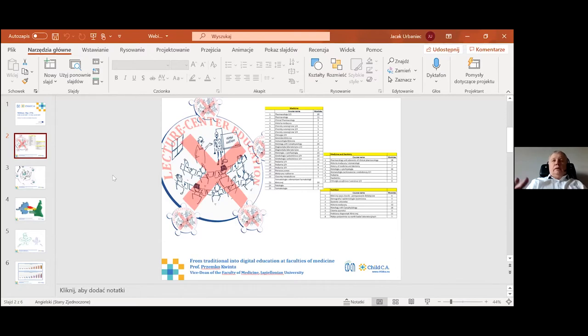For example, Przemko Kwinta and the main dean complained to me that students, even if they attend lectures and then go to the hospital for clinical classes, forget everything. And doctors must start once more and explain all this theoretical material again. And it was actually quite a large project at the Faculty of Medicine at my university, Kraków University, to switch from traditional lecturing into courses on the e-learning platform.